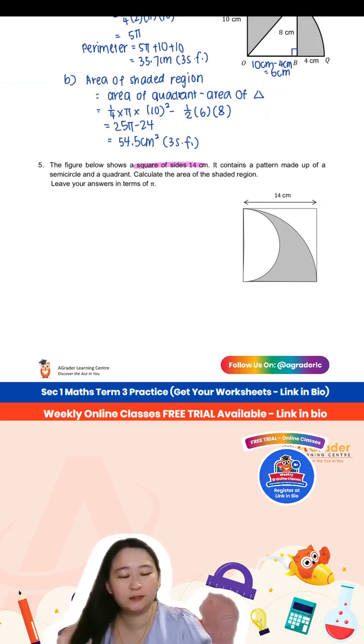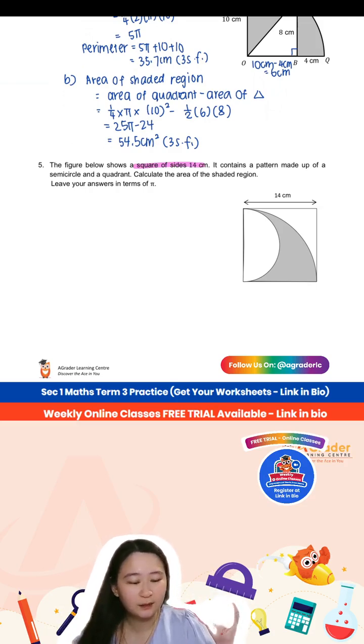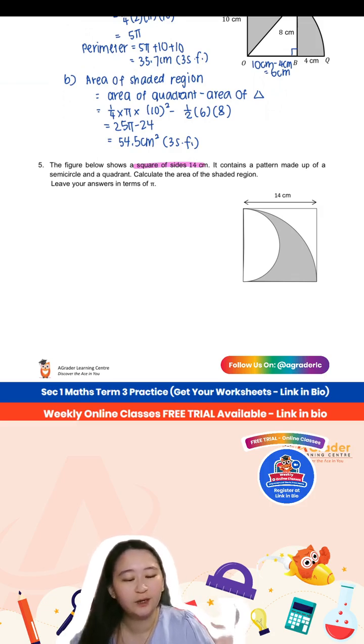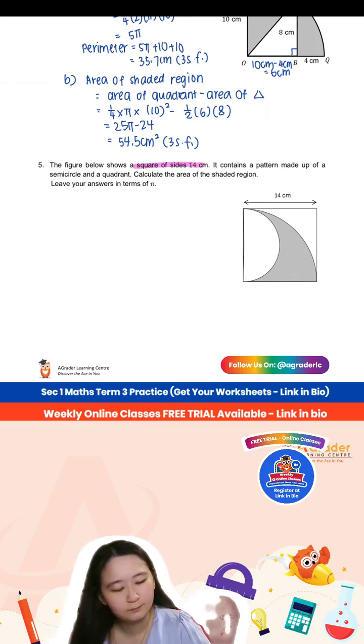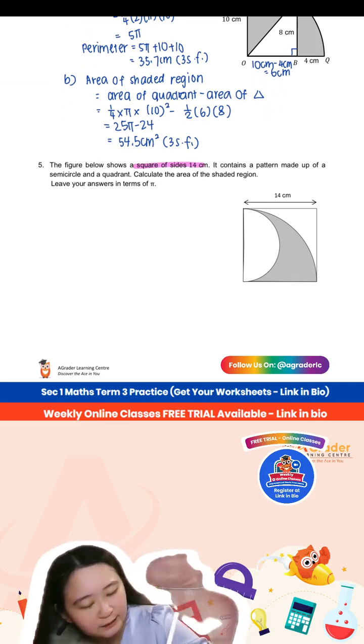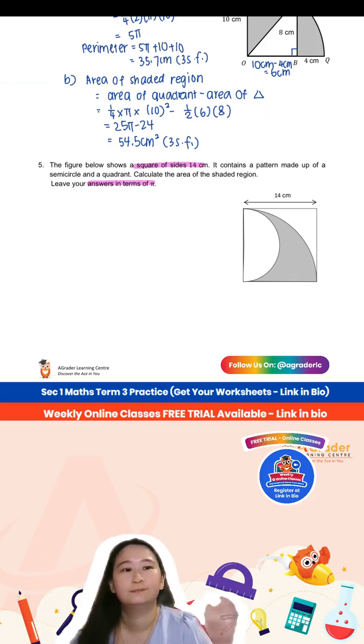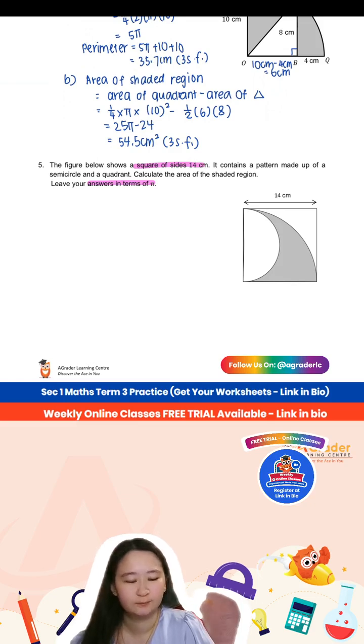So for the semicircle, the 14 cm is the diameter. Then for the quadrant, the 14 cm is the radius. So to find the area of the shaded region, we can just find the area of the quadrant minus the area of the semicircle. Remember to leave your answer in terms of pi. Do give this question a try. I think even P6s should be able to do this.